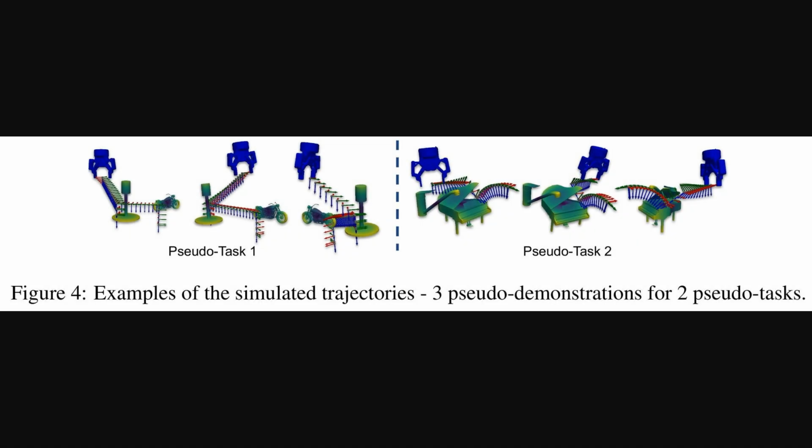So, where does the training data actually come from? Well, this next image gives us a look at the pseudo-demonstrations they generate. We see examples of these simulated trajectories for two different pseudo-tasks. It's a really clever approach, generating basically infinite training data procedurally in simulation. This tackles that data scarcity problem head-on and provides the examples needed for the training process we just discussed.